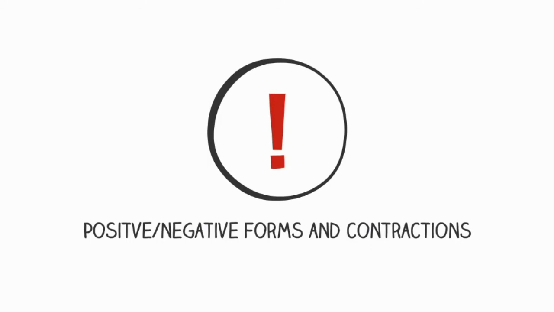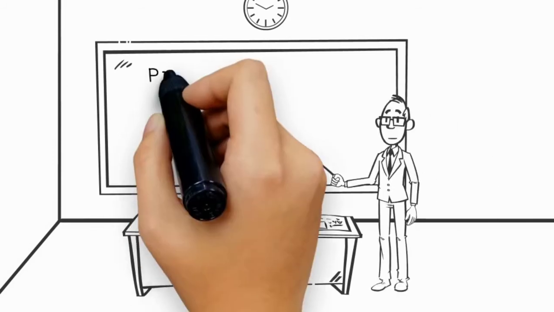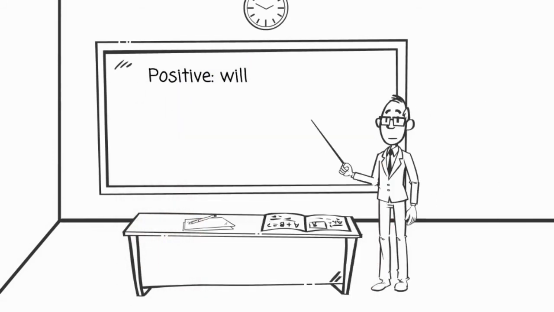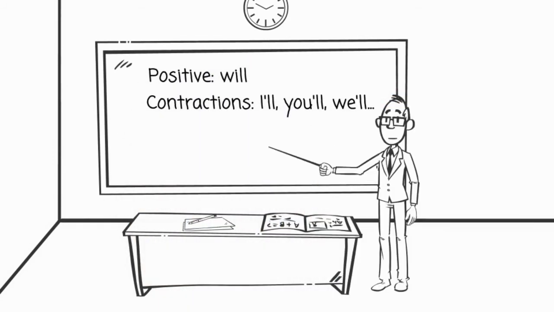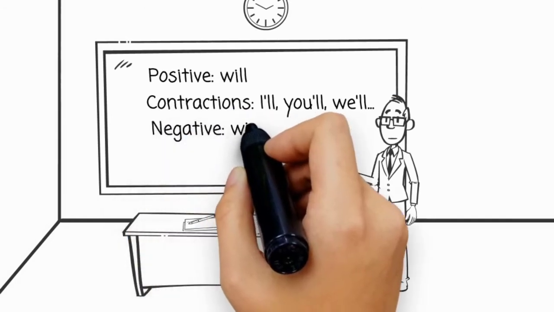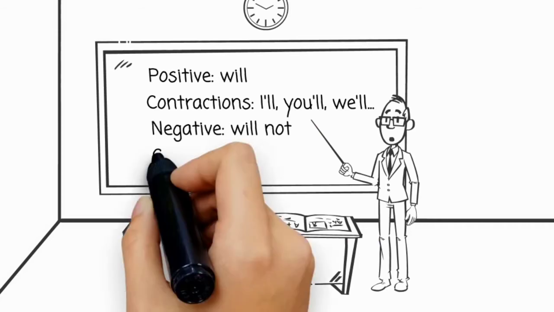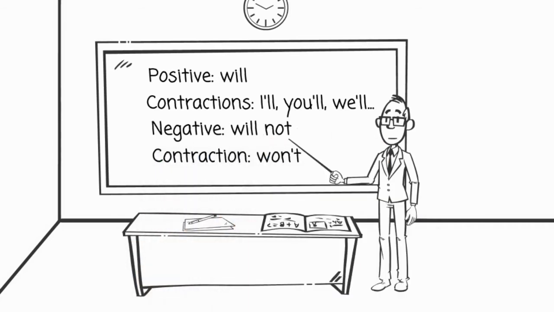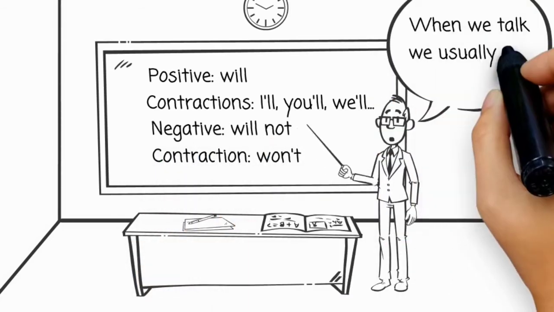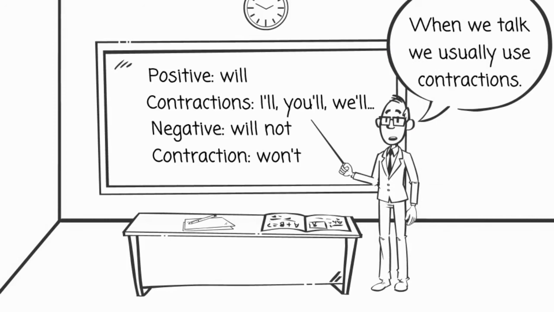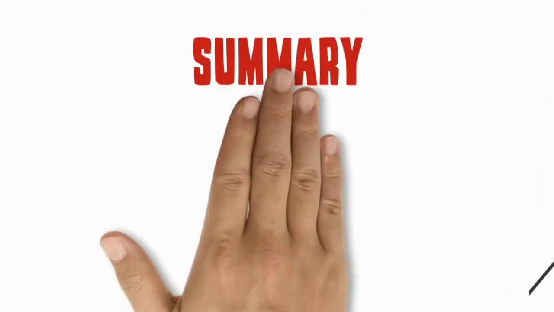And for positive or negative forms and contractions, positive is will, contractions is I'll, you'll. And the negative is will not, and the contraction is won't. When we talk, we usually use contractions.